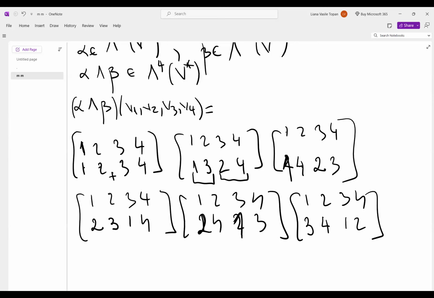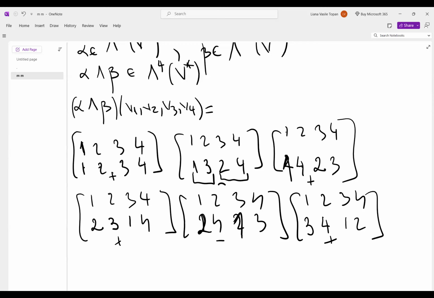Now this will come with plus. The signature is positive. This will be negative. This will come with a plus. You count the inversions and you get an even number. Then this will be positive. Then this will be negative, and this will be positive.